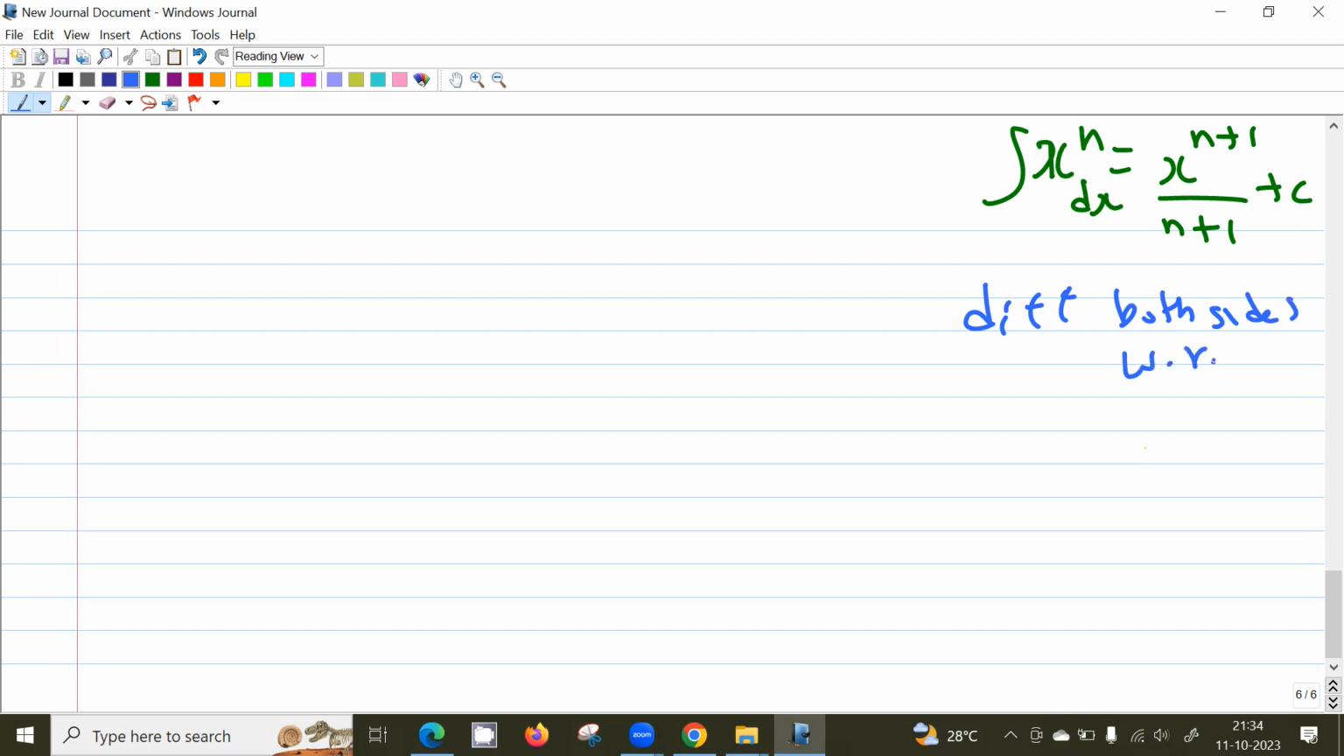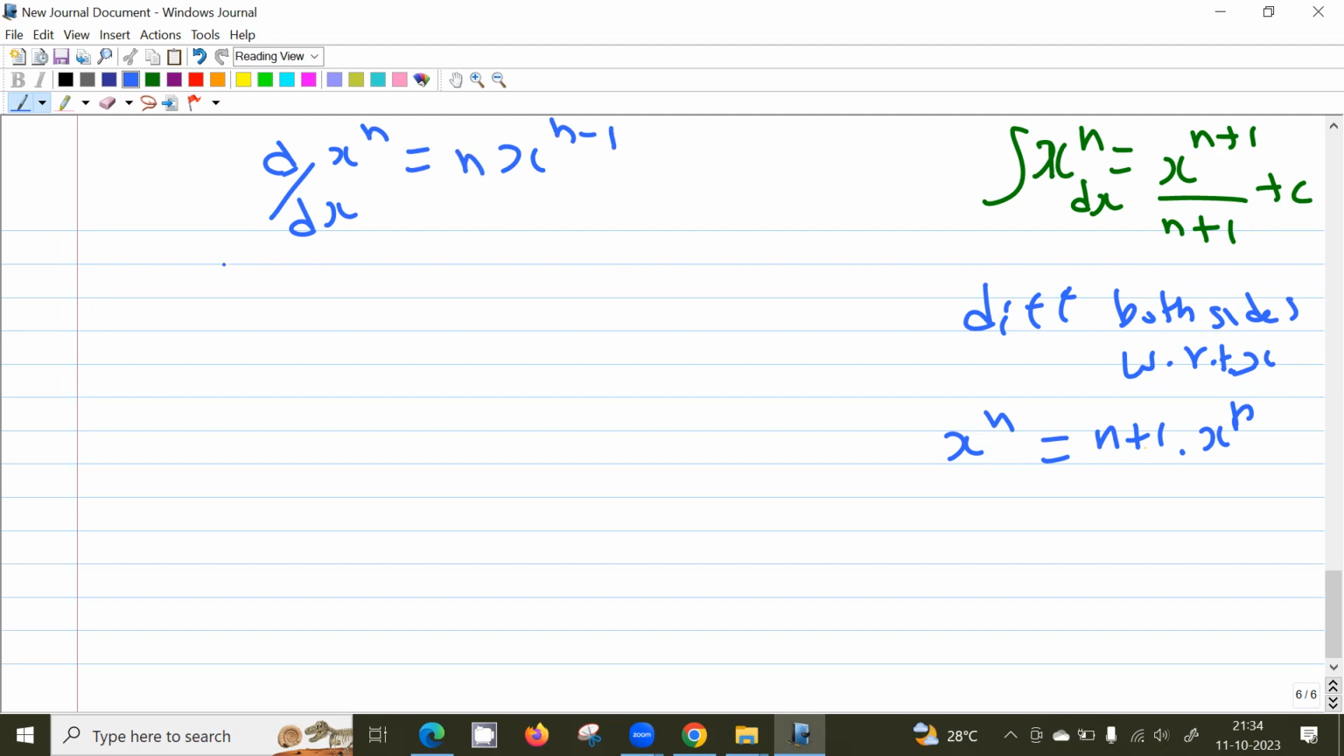with respect to x, because x is the variable of integration. When you differentiate the left-hand side, differentiation and integral are opposite, so I'll get x raised to the power n. Before this, I have to use the formula: d by dx of x raised to the power n, where the power of x goes down by 1 and this n comes in front. I first have to know this formula because I'm going to use it here. So differentiating both sides, differentiating x raised to n plus 1 gives me n plus 1 into x raised to the power n, using this formula.